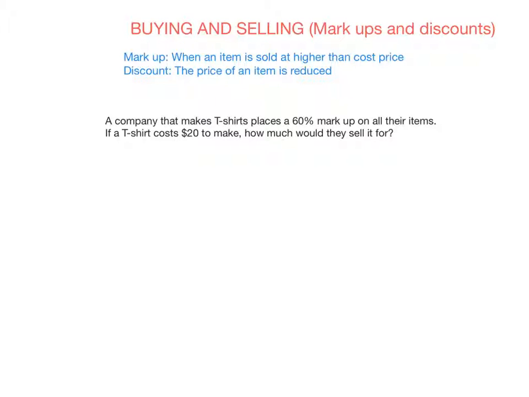So this is a very simple application of percentages. What we're doing is we're taking the cost price, how much it costs to make the item, $20, and increasing it by 60%, and you already know how to do that. There are two ways that we can increase by a percentage. So I'll show you both of those methods. So let's do the first method.